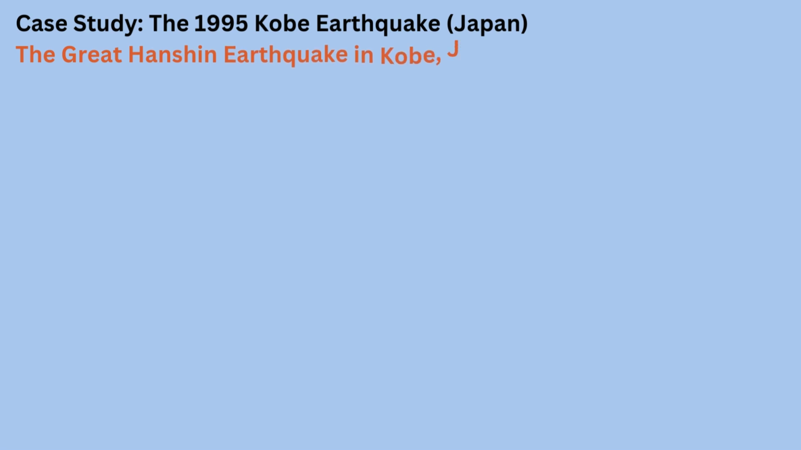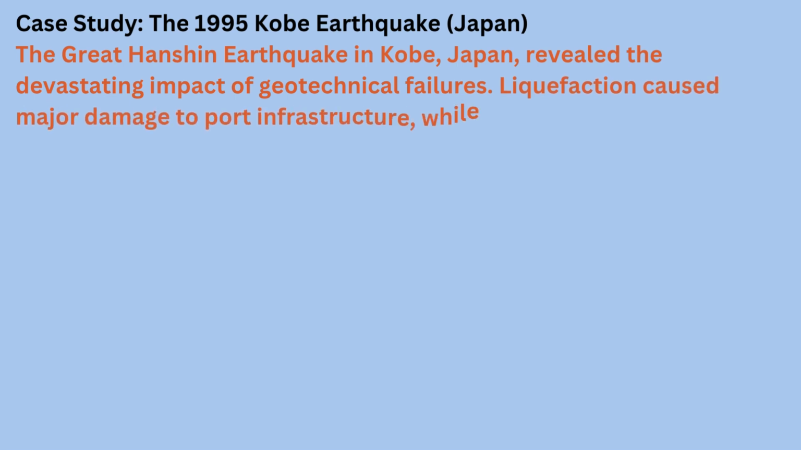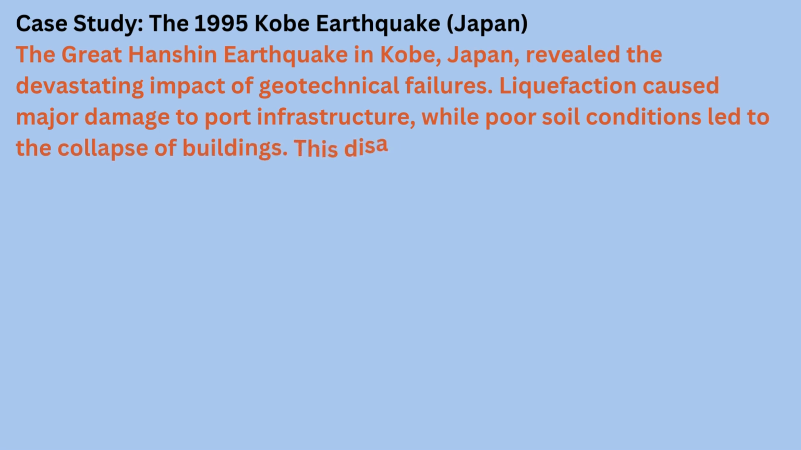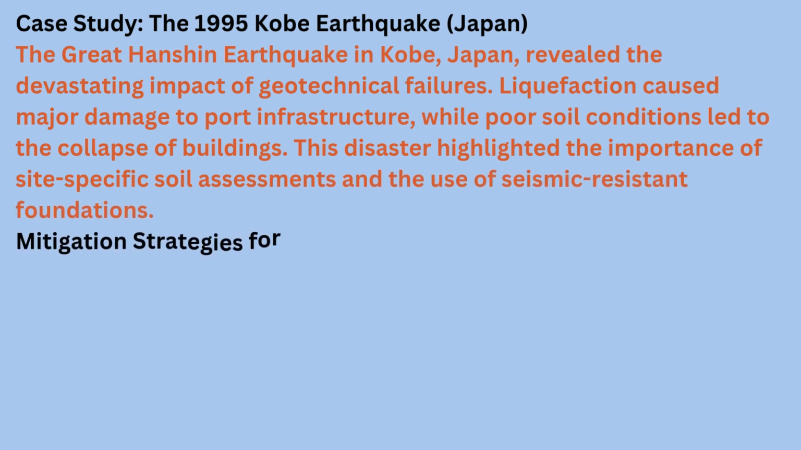Case study: the 1995 Kobe earthquake, Japan. The Great Hanshin earthquake in Kobe, Japan, revealed the devastating impact of geotechnical failures. Liquefaction caused major damage to port infrastructure, while poor soil conditions led to the collapse of buildings. This disaster highlighted the importance of site-specific soil assessments and the use of seismic-resistant foundations.